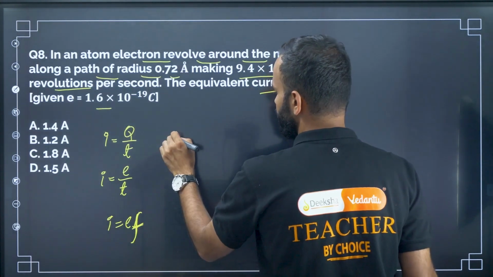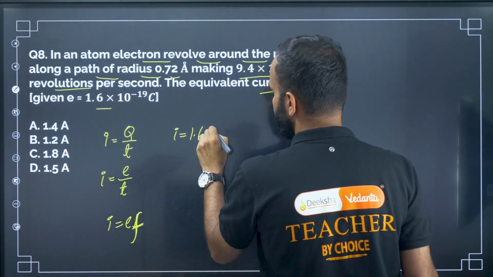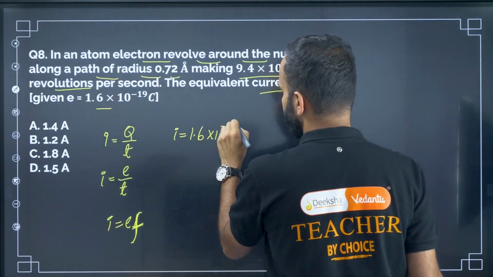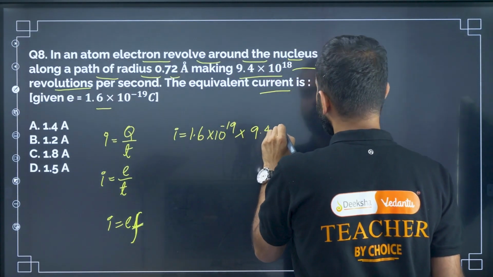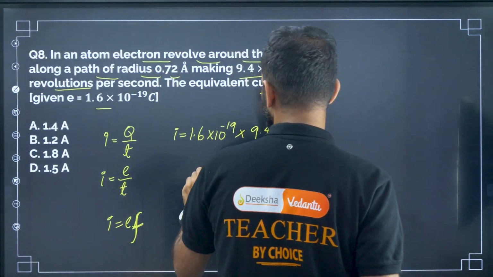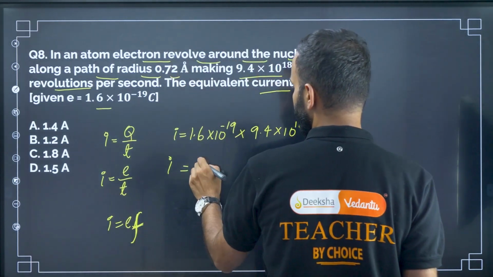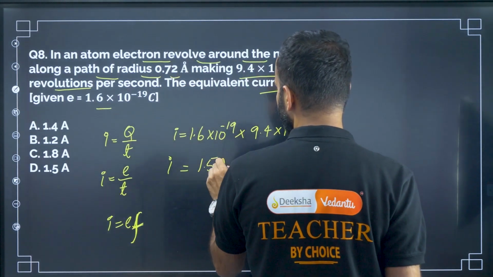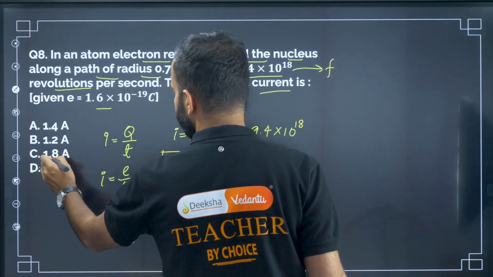Now substitute the values. I equals e, which is 1.6 into 10 to the power minus 19, into f, which is 9.4 into 10 to the power 18. Now solve this. You will get I equal to 1.5 ampere. So the correct option is D.